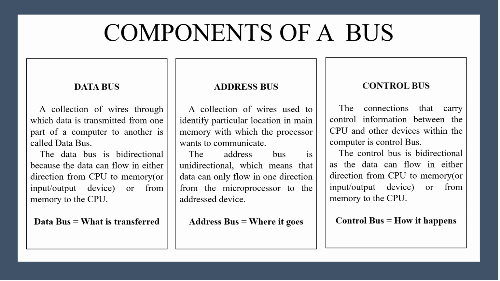And next, control bus. This is like the traffic controller. It ensures everything happens at the right time. It carries control signals that tell components how the operations should be performed. This one is bidirectional because both the CPU and memory need to send signals back and forth. In simple terms, we can say that the control bus defines how it works.